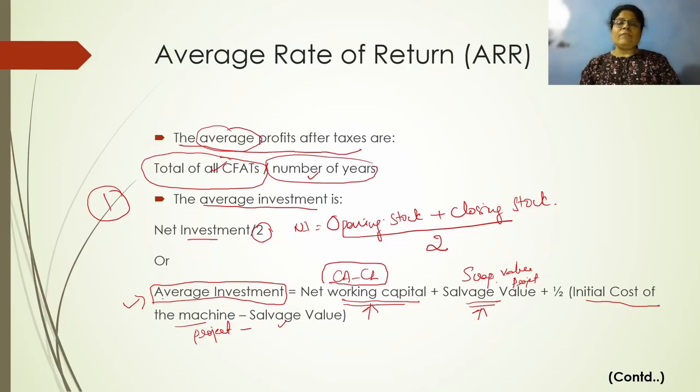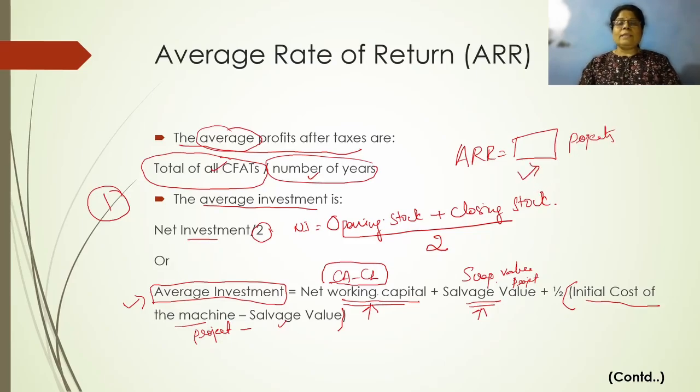If they give net working capital and salvage value, then average investment will be net working capital plus salvage value plus half into initial cost of the project minus salvage value. So by applying the data, whatever they have provided to you, you are going to get the numerator and the denominator. So these values you are applying in the ARR formula, and finally you are able to get the average rate of return for the given projects, based on which you are going to select the project.